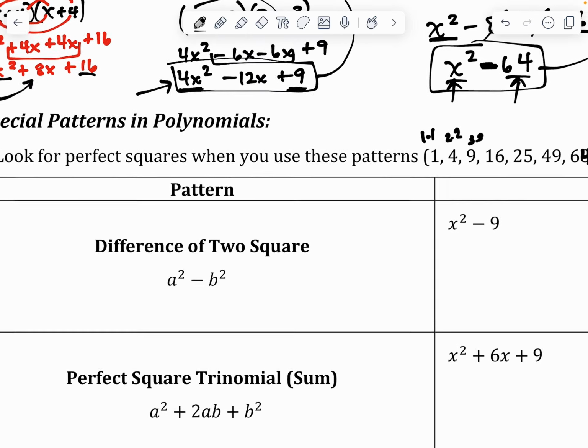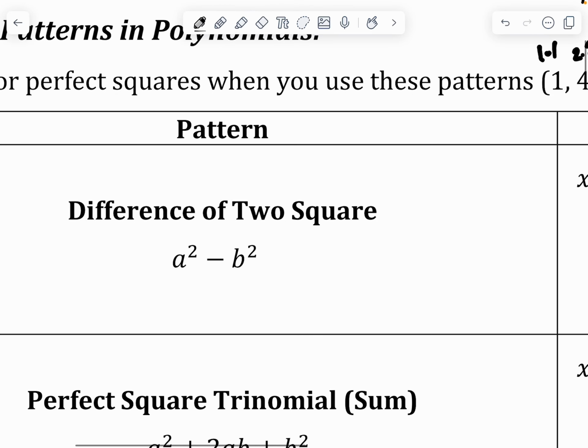So the pattern, when we have that, a squared minus b squared, when we factor it, we're going to have one positive and one negative factor. And we're going to have an A and an A because that's my A squared, and a B and a B because that's my B squared. My middle terms, if I were to FOIL, would be plus AB and minus AB, which are going to cancel, and that leaves me with the difference of two squares. So A squared minus B squared factors into A plus B and A minus B.